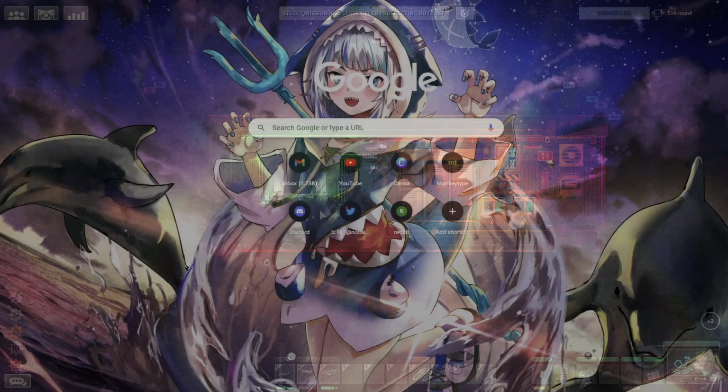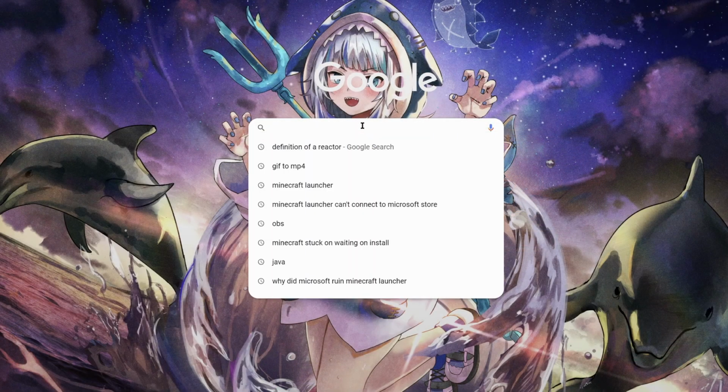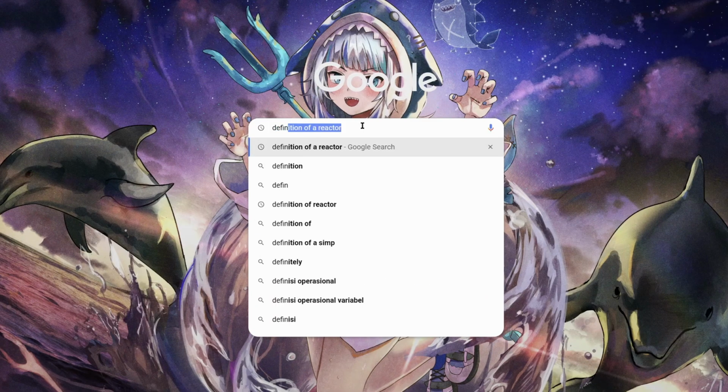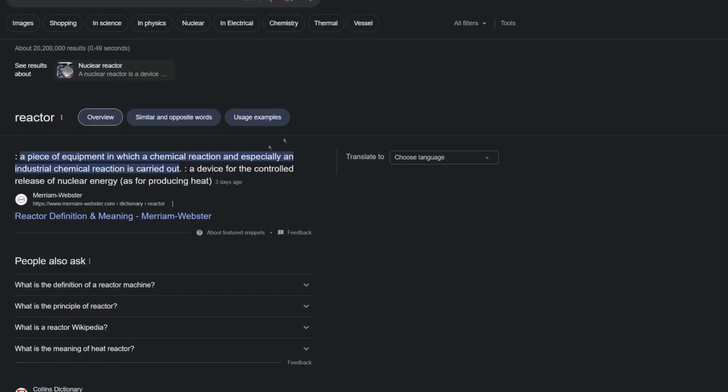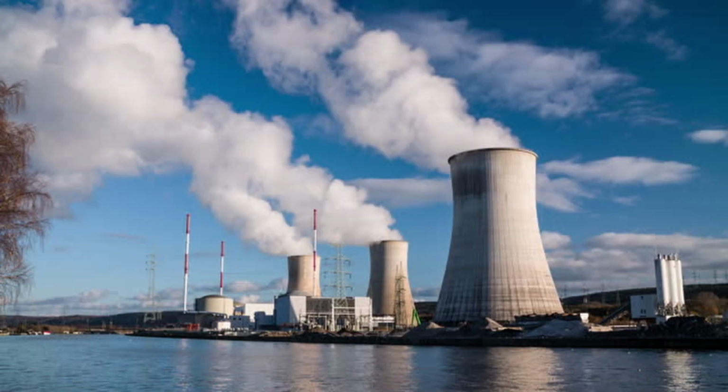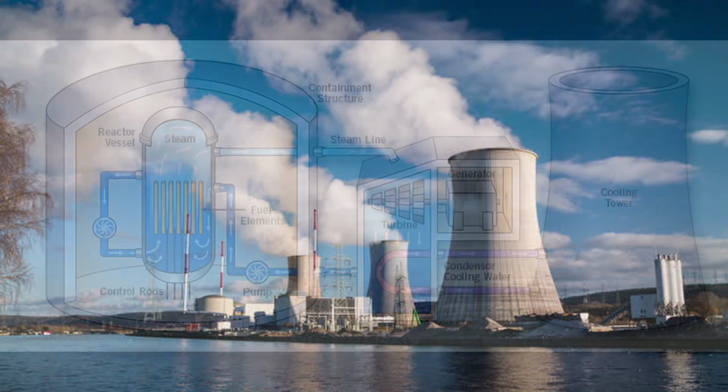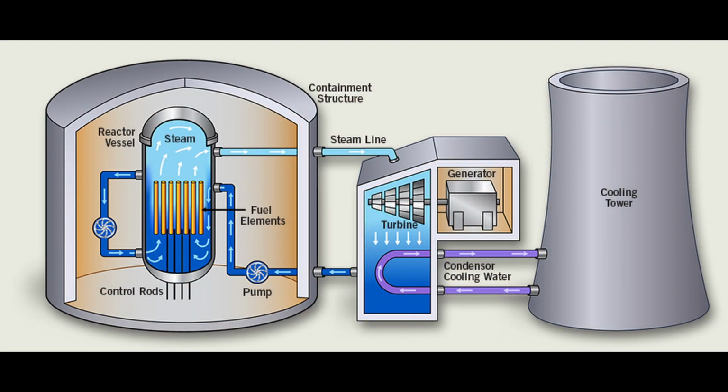A reactor is, by definition, let's Google it, a piece of equipment in which a chemical reaction, and especially an industrial chemical reaction, is being carried out. More specifically, those previous examples are a type of nuclear reactor, which is a device for the controlled release of nuclear energy, and they're being used to transform heat using a turbine for electricity.